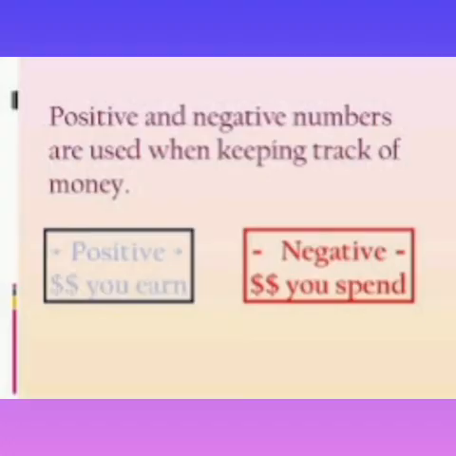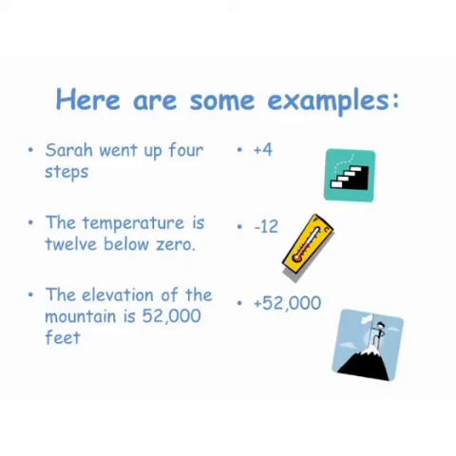Next, the most important example: positive and negative integers are used when keeping track of money. Positive numbers are used to earn money or deposit in the bank account. So, earn or deposit is taken as a positive integer. Negative numbers are used to describe withdrawing or spending an amount. So, spend or withdrawal is taken as a negative integer.